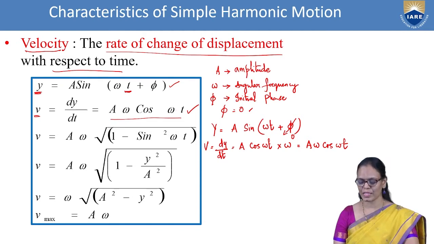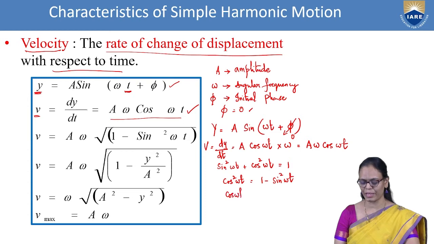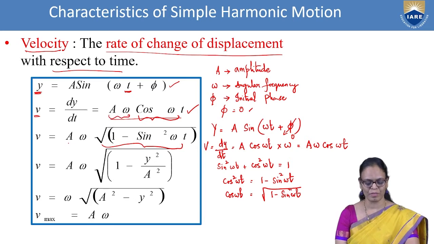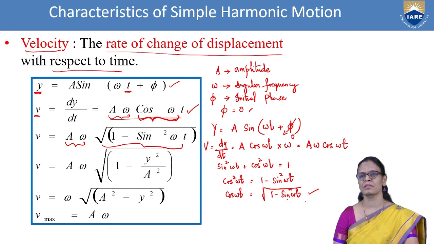Now we can also write in terms of sine, because we know sin²ωt plus cos²ωt is equal to 1. Sin²θ plus cos²θ is equal to 1, the trigonometric properties we know. So now if I have to write for cos ωt, cos²ωt will be 1 minus sin²ωt, or cos ωt will be under root 1 minus sin²ωt. So we are going to substitute for cos ωt under root 1 minus sin²ωt. So we have aω as it is, and for cos ωt we substitute under root 1 minus sin²ωt. So aω under root 1 minus sin²ωt.